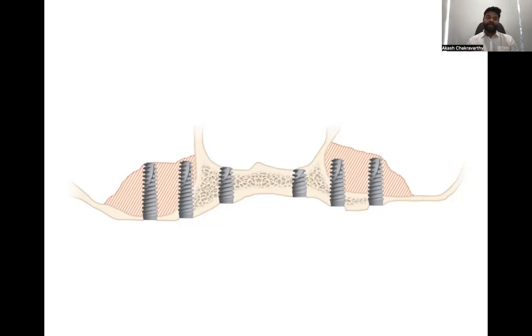Then after that, I went to Dr. Paulo Malo in Lisbon. I went to him directly, the inventor of all-on-4. I trained under him for about 10 days, to learn in detail about all-on-4 and zygomatic implants. So that's how our journey started in all-on-4.